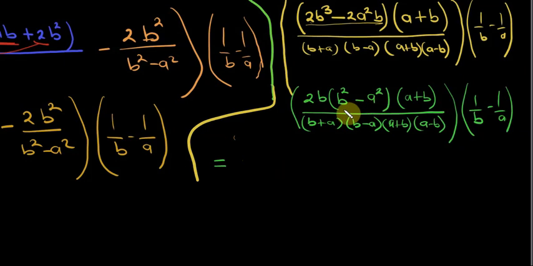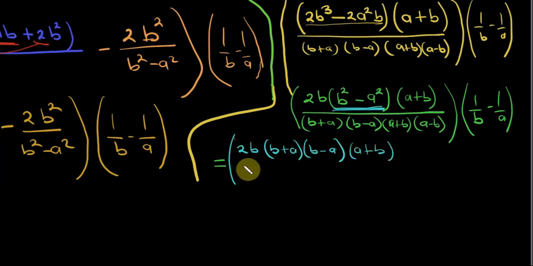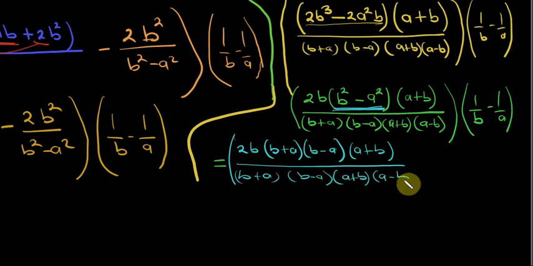b squared minus a squared, this is also a difference of two squares. Yes it is. Let me rewrite it down. So 2b multiplied by b plus a, b minus a multiplied by a plus b, everything over b plus a multiplied by b minus a multiplied by a plus b multiplied by a minus b, everything multiplied by 1 over b minus 1 over a.